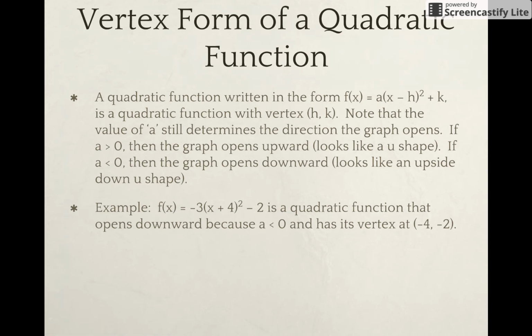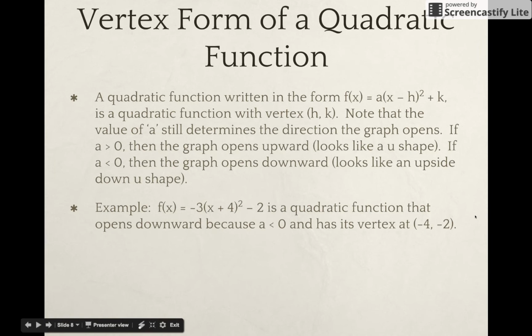Some quadratic functions are written in vertex form. Vertex form is f(x) = a(x - h)² + k, where the ordered pair (h, k) is the vertex. The a in vertex form is still the same a as in standard form, and so it still tells us about how the graph of our parabola opens. If a is greater than 0, the graph opens upward. If a is less than 0, then the graph opens downward.